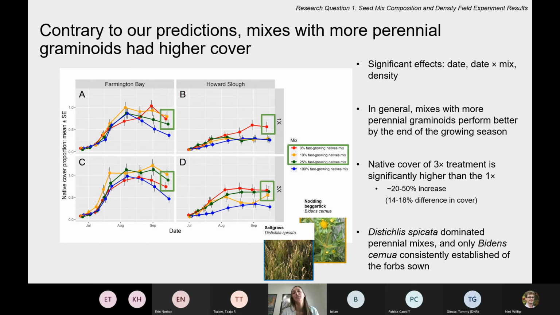And I think it has to do with the variable species performances. So Distichlis spicata, or saltgrass, dominated these perennial mixes. And of the fast-growing forb species, we only really saw this Bidens cernua consistently, which helps to explain what we saw.